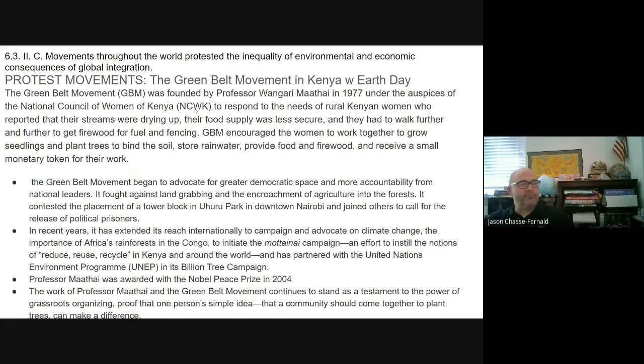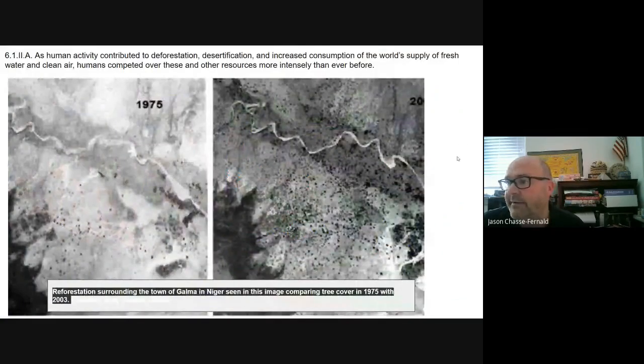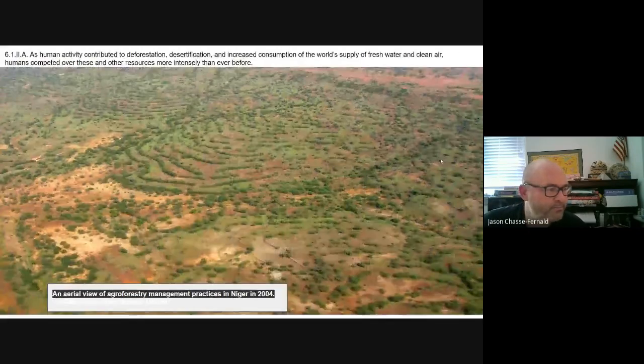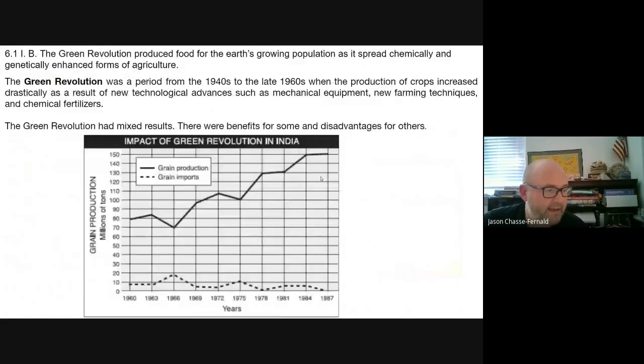All right, I'm just going to really briefly hit this, just to introduce you to it. So feel free to pause and read through this about the Green Belt movement in Kenya, because I'm guessing you're probably not familiar with that. Here's a couple of infographics about the Green Belt movement. An aerial photograph of the Green Belt movement, the impacts of it, 1975, next to a 2003 image. And here's a photograph taken in 2004, showing you the impacts of it. Okay, not going to do that today.